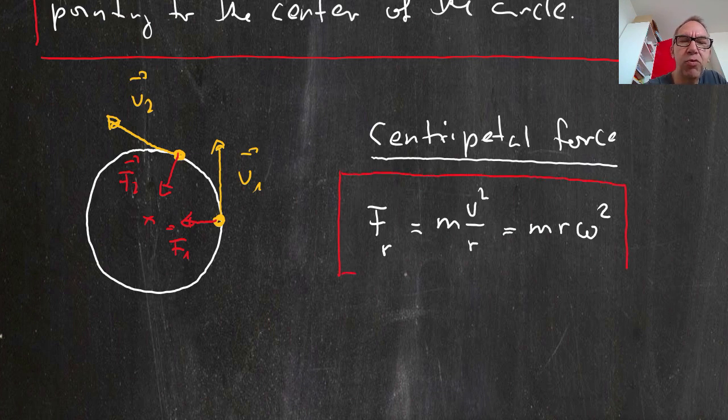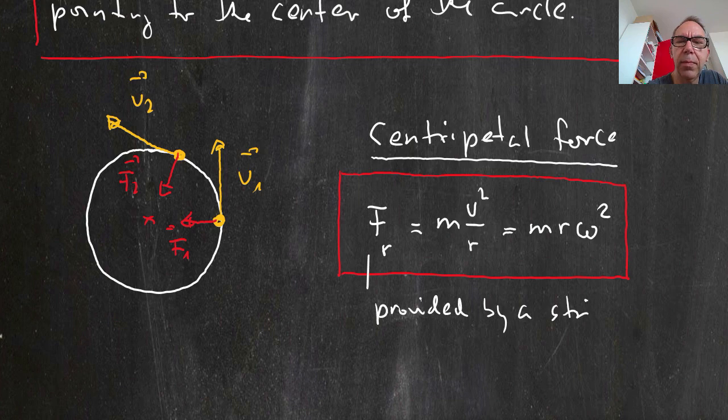So this centripetal force is just a name, since it really has to be provided by a string or by gravity or whatever you have. So you need to have a real force that acts as the centripetal force and then causes the object to make this turn.